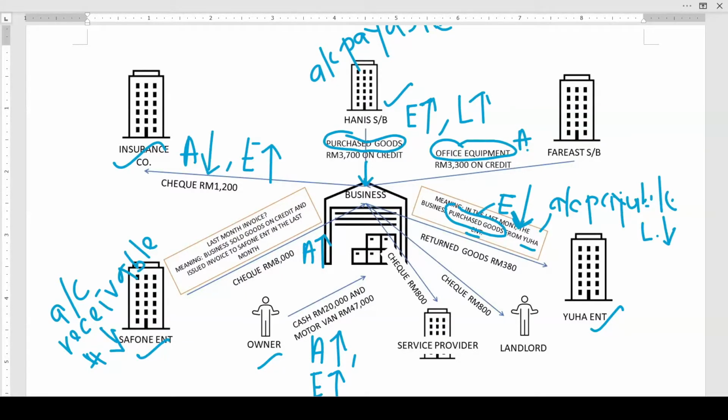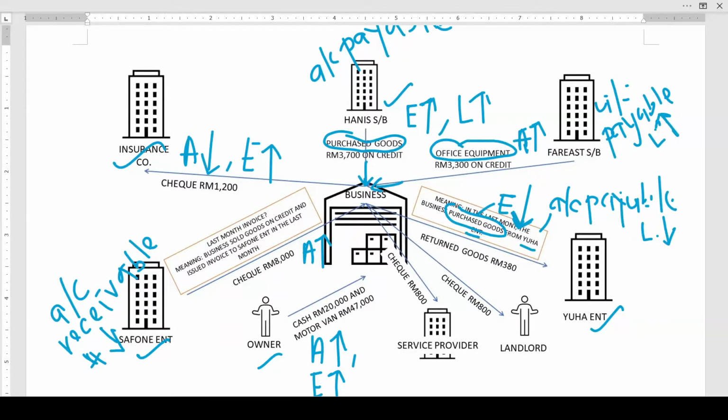When you purchase office equipment, the business receives office equipment. What happened to the asset of the business? Because office equipment is an asset, you purchase it because you need to use it in the administration of the business, and you are going to use it for more than 1 year, so that meets the definition of asset. So asset will increase. But you purchase on credit, so you are going to create account payable. What is account payable? Liability. So what happened to your liability now? Your liability increases.